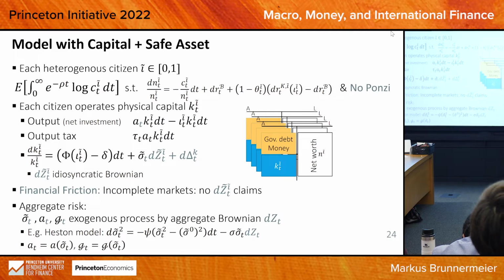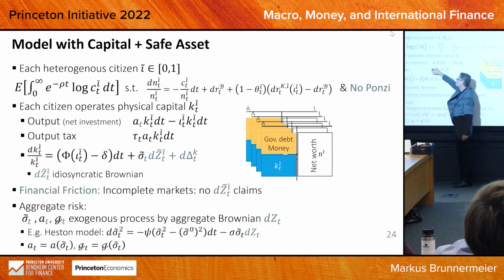And there's also no Ponzi constraint. So you pick an equilibrium where individual citizens face insolvency law. Now, each citizen operates his own little company, so they produce A times K.